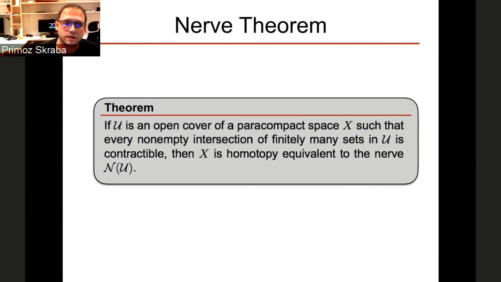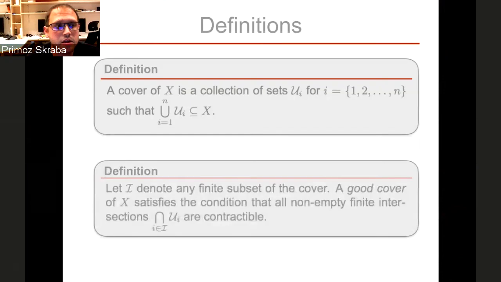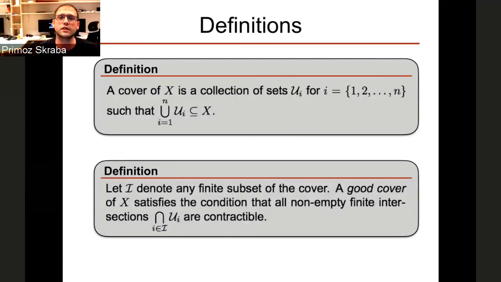So what that means is that we haven't lost any topological information. Now let's actually deconstruct this into some definitions. Again, I think most of you will have seen these definitions before, but just for completeness, what is a cover? Well, a cover is just a collection of sets whose union is the entire space, right? It has to cover the space. And a good cover, which is what the Nerve Theorem actually talks about, says that for any finite subset of the cover, all these finite intersections have to be contractible.